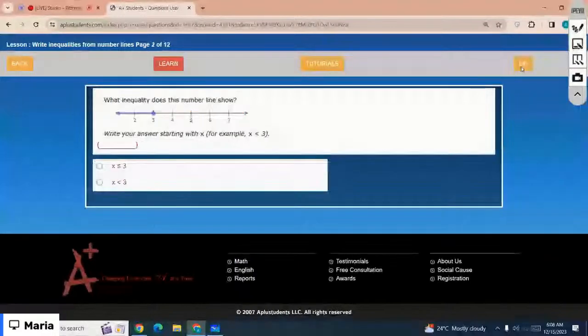Okay, which inequality does the number line show? So which is the correct option?